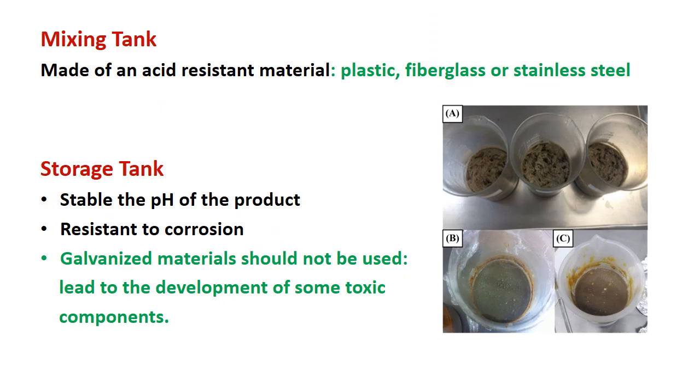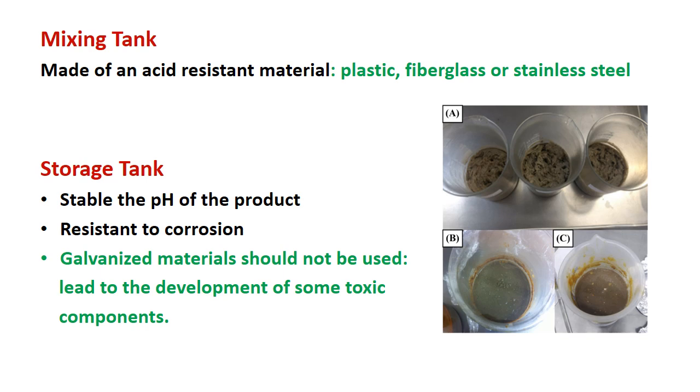So here we will see briefly about the requirements. One is the mixing tank, which is made of an acid resistant material, maybe modern plastic containers or fiberglass containers or stainless steel. And the storage tank is very important. That should be stable with the pH of the product and resistant to corrosion, because the pH is very acidic, it may undergo corrosion, and galvanized materials should not be used.